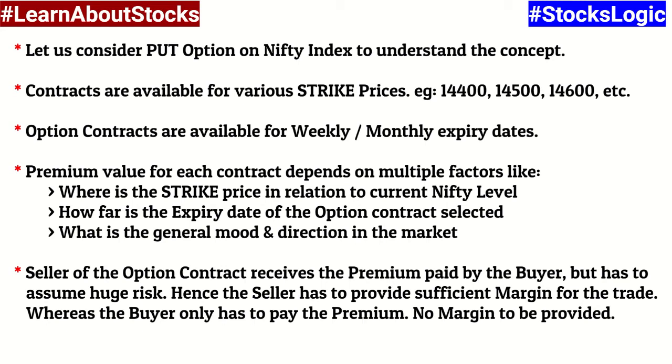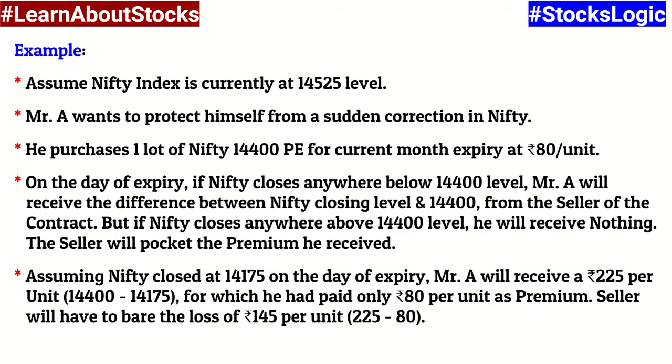Now let's look at a working model. For this example, let's assume that the Nifty index is currently at the 14,525 level, and Mr. A is a person who trades in the stock exchange on a regular basis, and he has a substantial portfolio with him. Suppose Mr. A wants to protect himself from a sudden correction in Nifty. So what he does is he purchases one lot of Nifty 14,400 strike price put option. PE means put option.